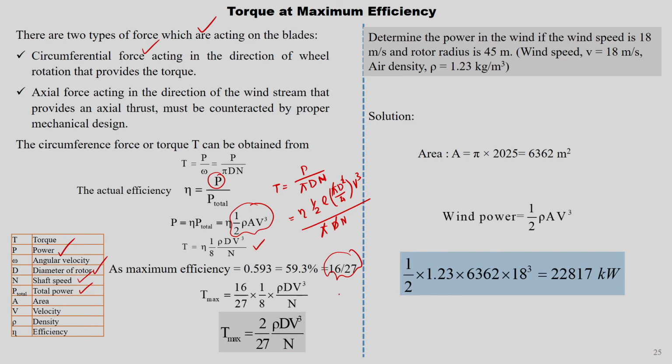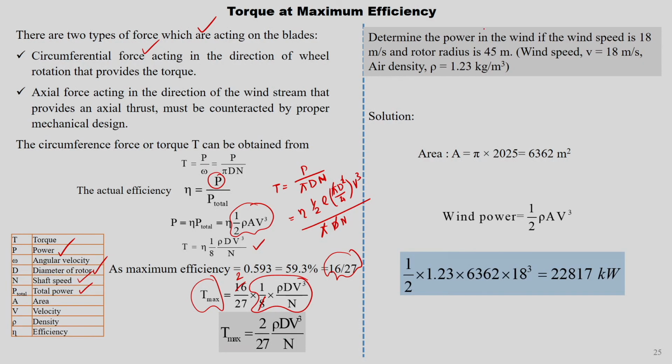At maximum efficiency, we already know it is 59.3%, or your Cp is 16 upon 27. So, this T should be multiplied with 16 upon 27 to get the torque at maximum efficiency, which is 16 upon 27 into 1 upon 8 rho d V cube upon n. If you calculate, this is 2 upon 27 rho d V cube upon n.